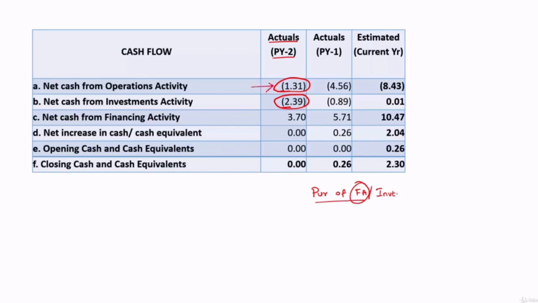So here also there is an outflow, here also there is an outflow. From where did they get money for all these outflows? 1.31 crore plus 2.39 crore, totally 3.7 crore. They got money for all this from financing activity. In financing activity, they have mobilized 3.7 crore. So we can understand that they have mobilized 3.7 crore, and that is used for funding investment, and that is also used for taking care of the negative cash flows under operations.